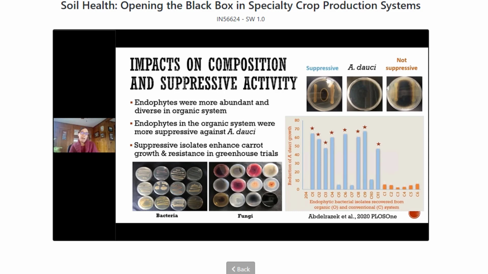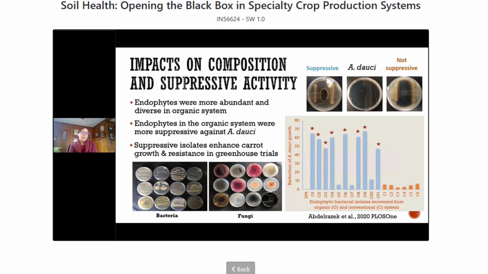So this is what she found. First of all, you can see on the two bottom pictures on the left, those are just bacterial isolates that she was able to isolate out of the carrot taproots, and fungal communities. These are individual isolates, so pretty different colors, different organisms. It was really interesting to see just what lives in a carrot root.